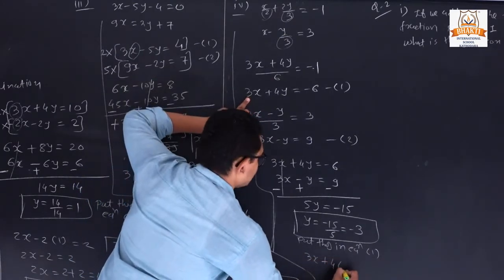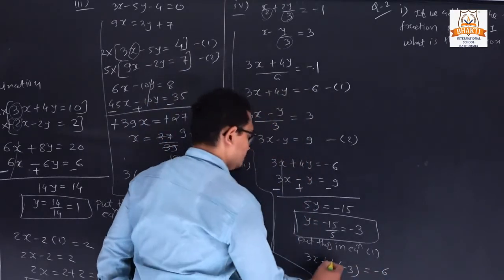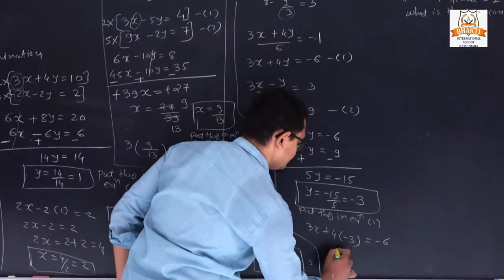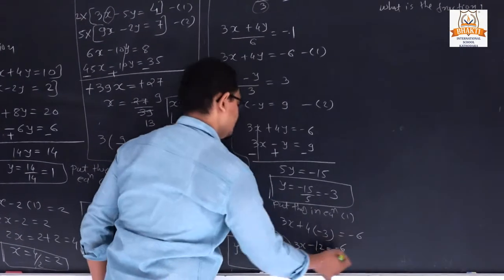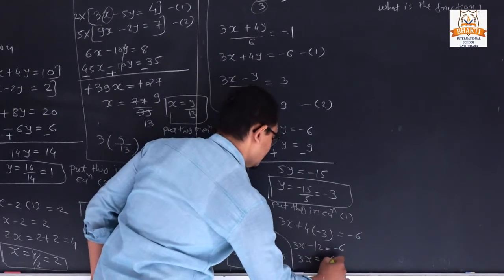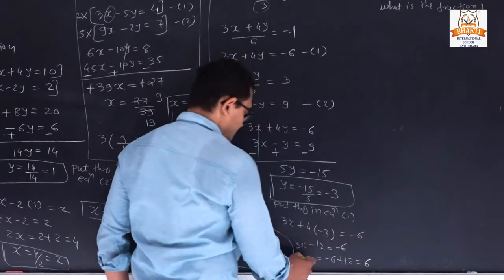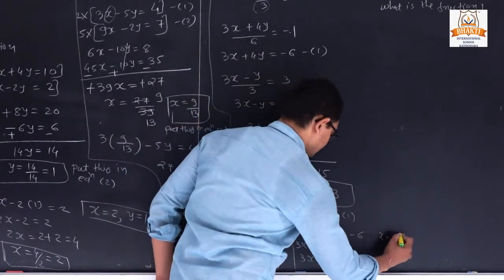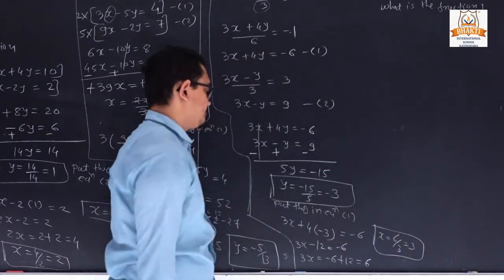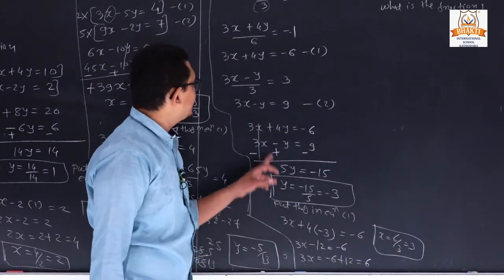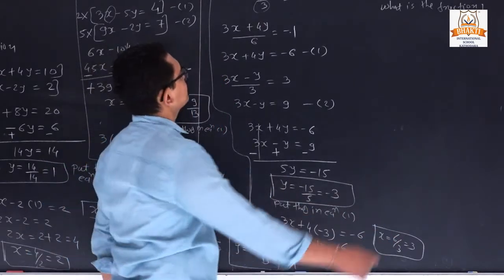3x plus 4, y is replaced with minus 3, is equal to minus 6. 4 3s are minus 12. Minus is going to the second side, so minus 6 plus 12, so it is plus 6. So this 3 is going to the second side, so x is equal to 6 divided by 3. So the answer is 3. So what is the solution of that? x is equal to 3 and y is equal to minus 3.